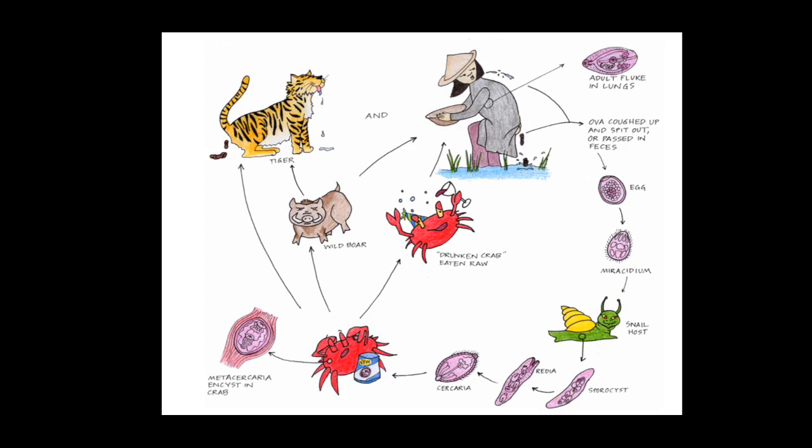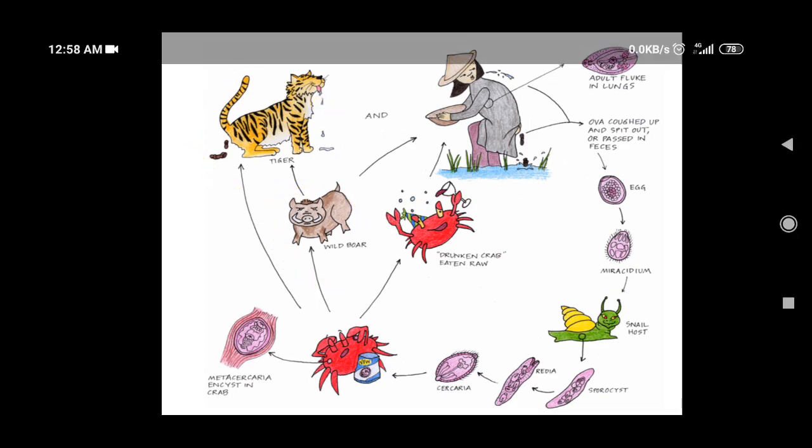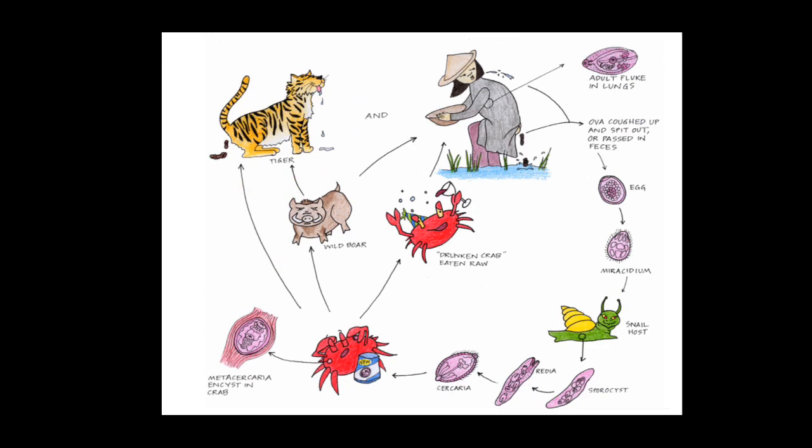Man gets infection by eating the drunken crab, that is, which is eaten raw. It is not cooked. So the metacercariae are there and they are not cooked, and man gets infection by that route. Even wild boars are infected. Tigers also may be infected. That is, they are the natural hosts for Paragonimus westermani, and man is also one of the hosts, maybe an incidental host.